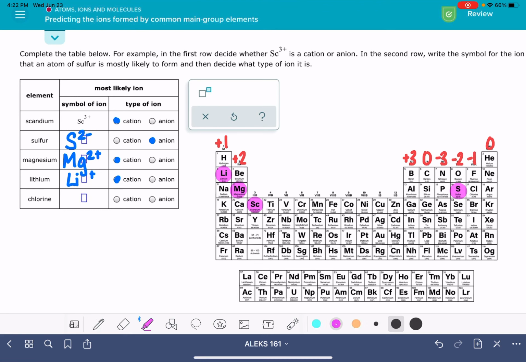And last but not least, chlorine over here, that is in the -1 column. So that's going to be Cl-, and that is an anion.